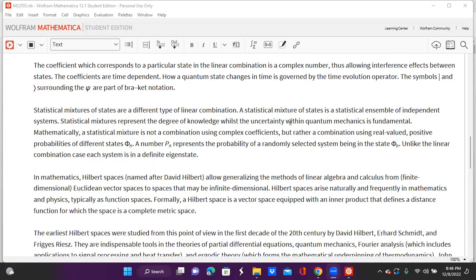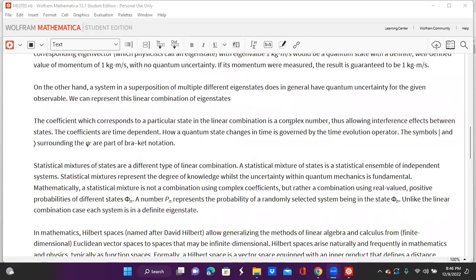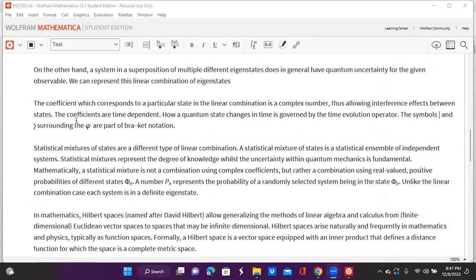On the other hand, a system in a superposition of multiple different eigenstates does in general have quantum uncertainty for the given observable. We can represent this linear combination of eigenstates. The coefficient which corresponds to a particular state in the linear combination is a complex number, thus allowing interference effects between the states. The coefficients are time-dependent. How a quantum state changes in time is governed by the time evolution operator. The symbols, the pipe and the angle bracket surrounding the psi, are part of the bracket notation, the Dirac notation.